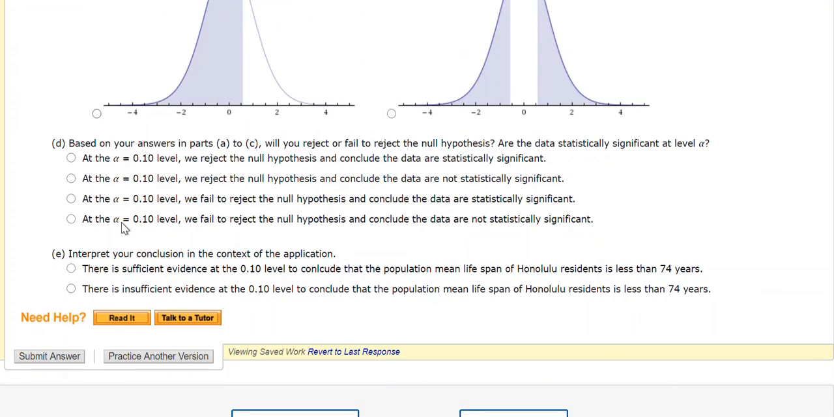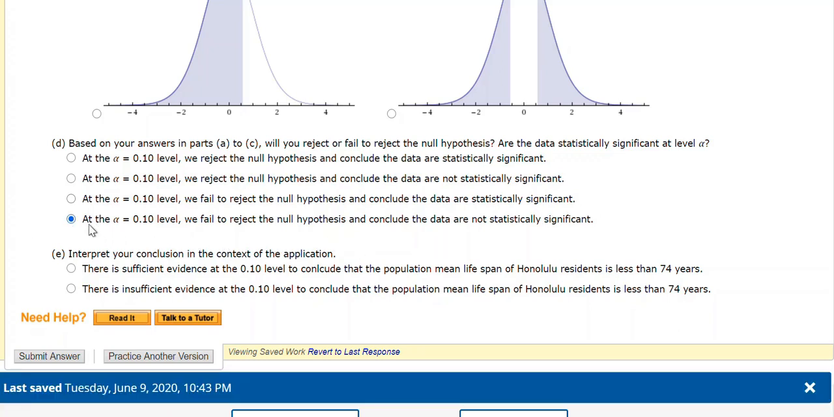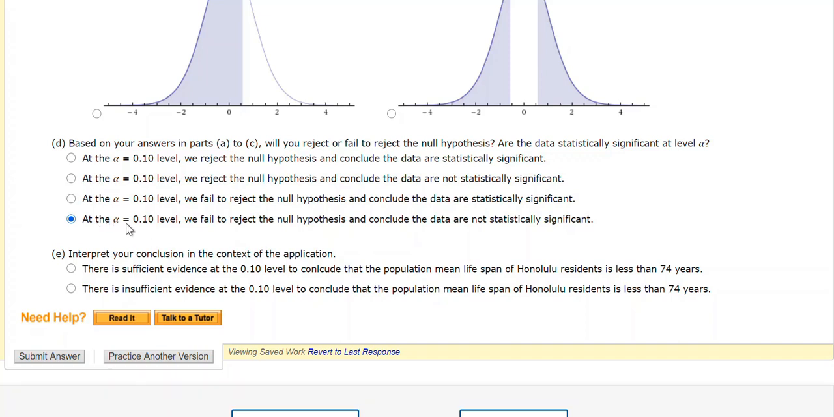So I go down and say we're going to fail to reject, so it's one of these two. So at the 0.10 level, we fail to reject one of these two. And if we fail to reject, then the truth is we really don't know anything. So it's definitely not statistically significant. So I click here. And so I agree with this answer. At the alpha equal 0.10 level, we fail to reject the null hypothesis. And how I would actually answer this question is, and we know nothing.